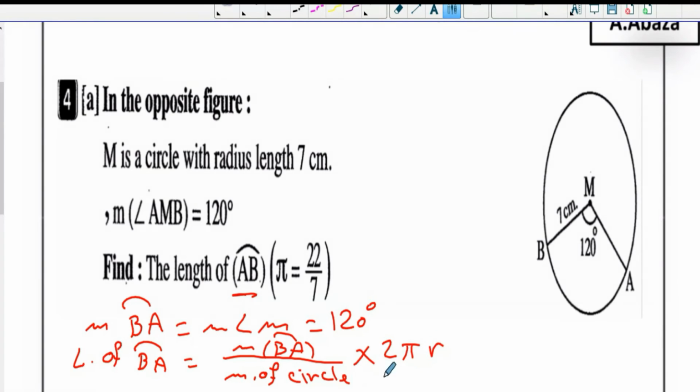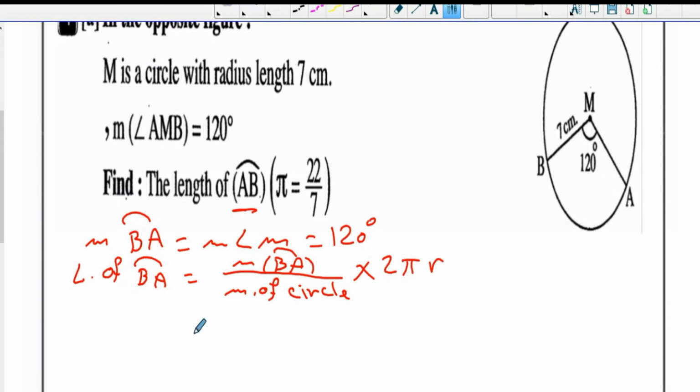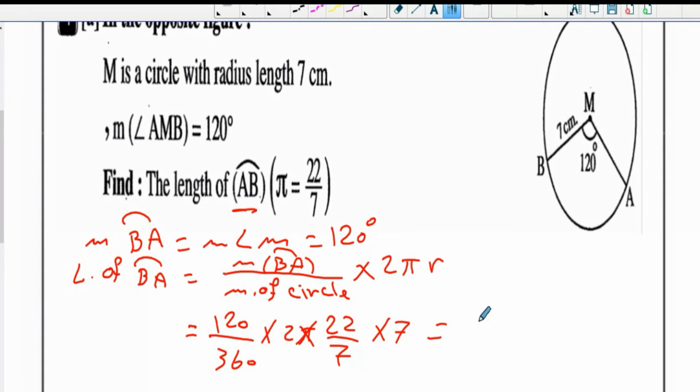2 pi r equals 120 over 360. 120 is the measure of the arc, over 360, the measure of the circle, times 2 times 22 over 7 times 7, which equals 44 over 3 centimeters.